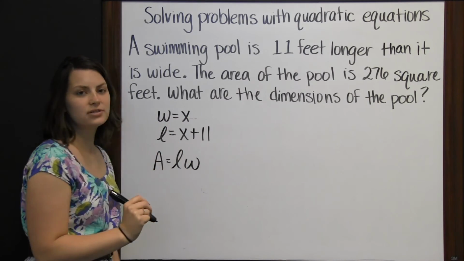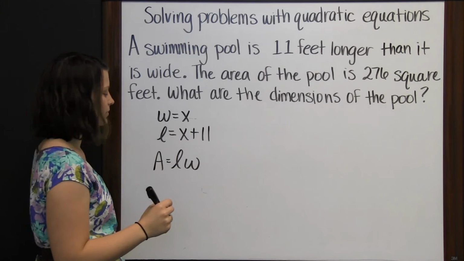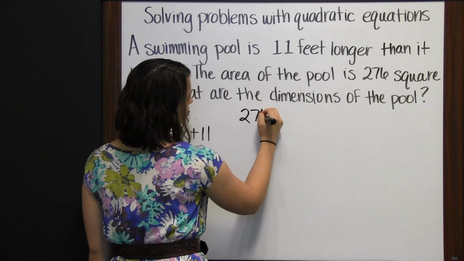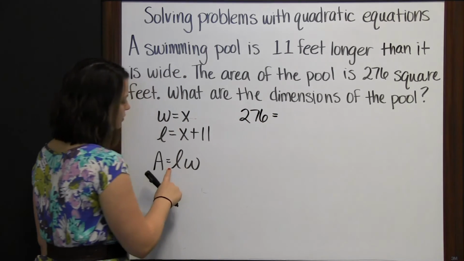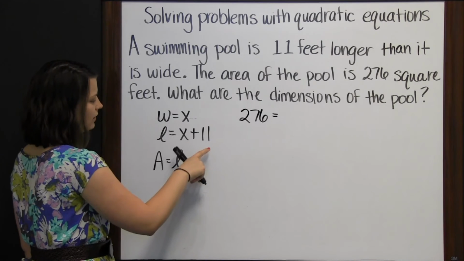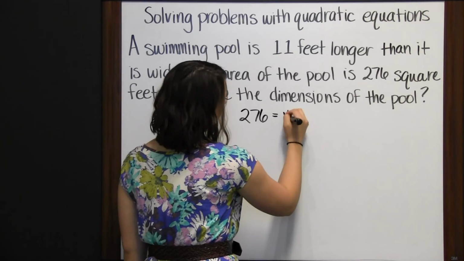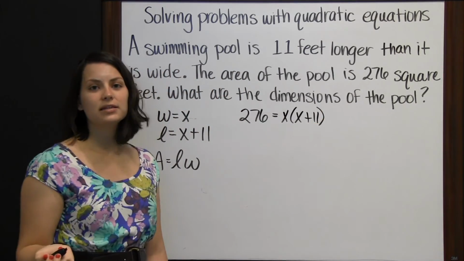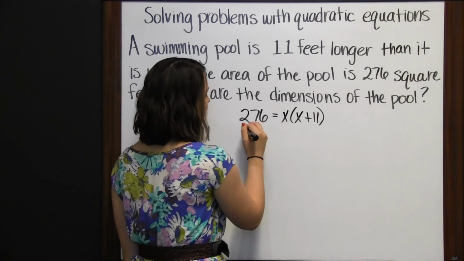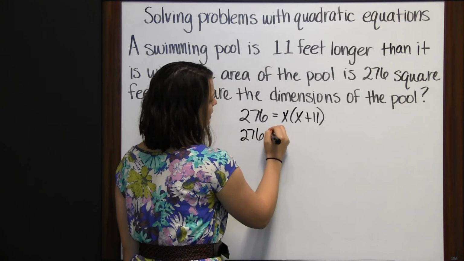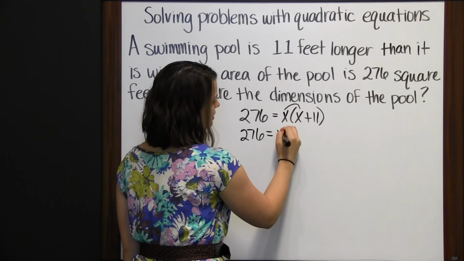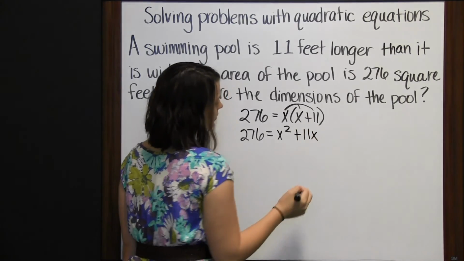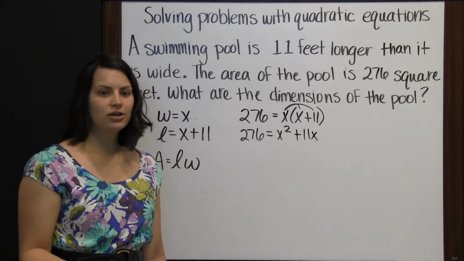And we have expressions for our length and our width, so we're just going to substitute. The area is 276 square feet is equal to the length, which is x plus 11, times the width. So x times the quantity, x plus 11. And then we can simplify by distributing. So 276 is equal to x times x is x squared, and x times 11 is 11x. This might look a little familiar to you.